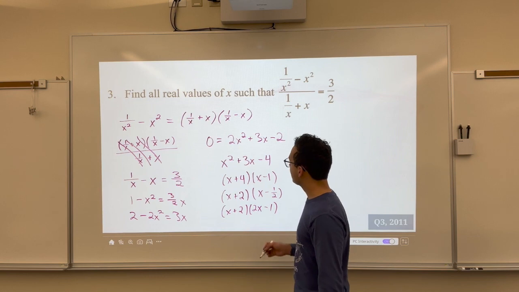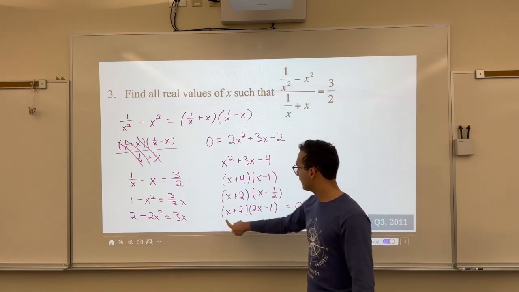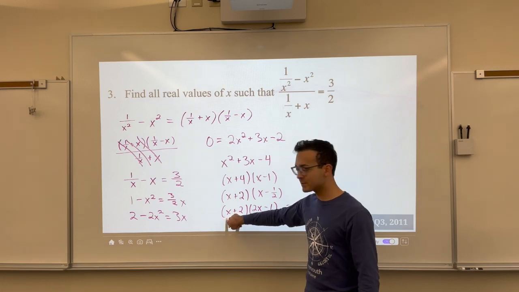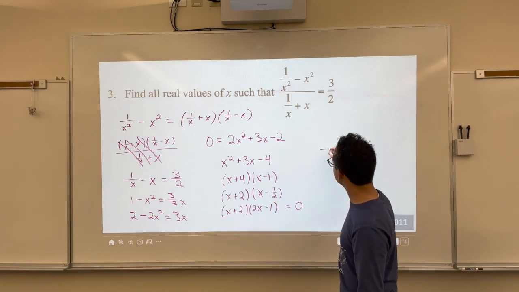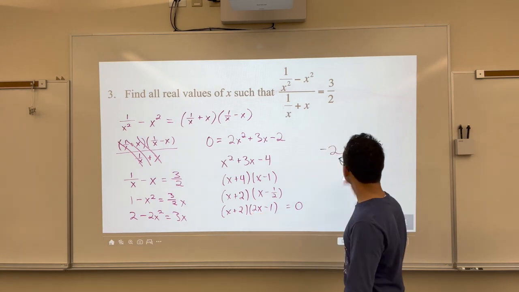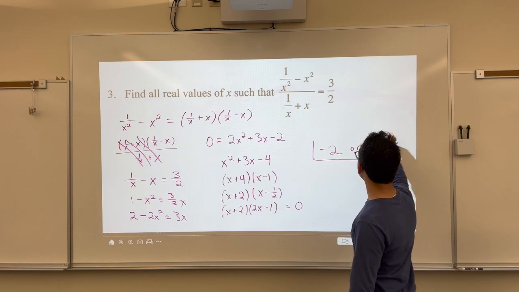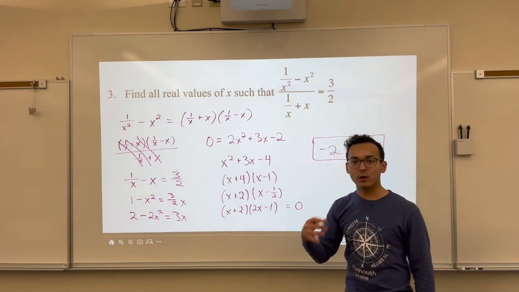So therefore, the two values of x that would make this equal to 0 would be when x plus 2 equals 0, so x is negative 2, or when 2x minus 1 is equal to 0, which means x is 1/2. So our final answer is negative 2 or 1/2.